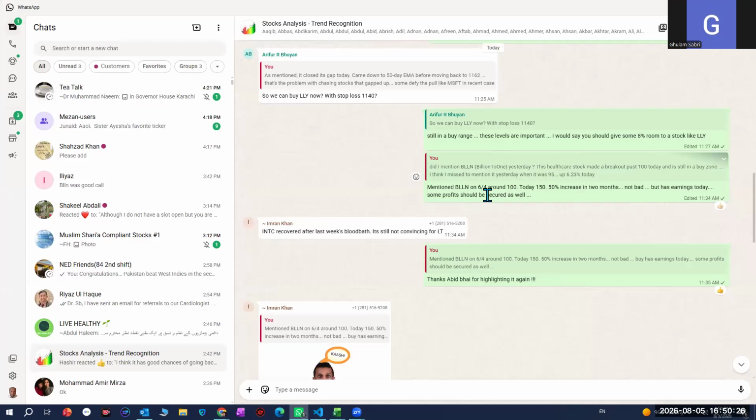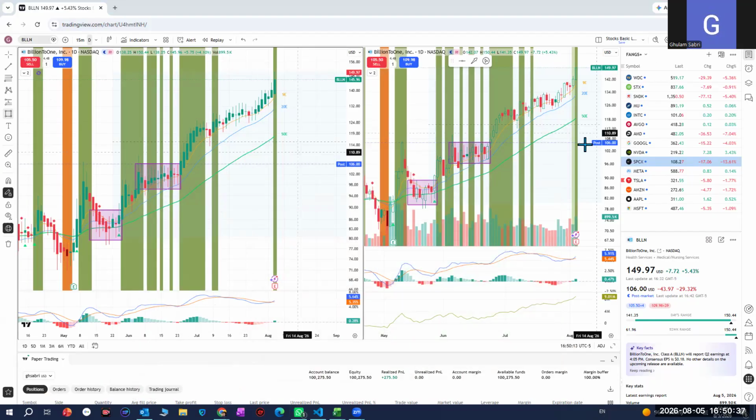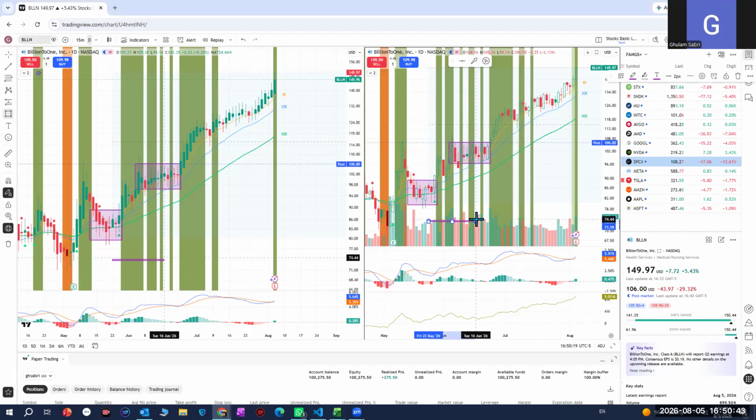Mentioned Billion on 6th of June, around 100, today 150. 50% increase in 2 months, not bad. But it has earnings today, so some profit should be secured as well, because I realized that it has gone too much in a quick time. Now, this was the IPO base I was talking about. Okay? This was the IPO base.